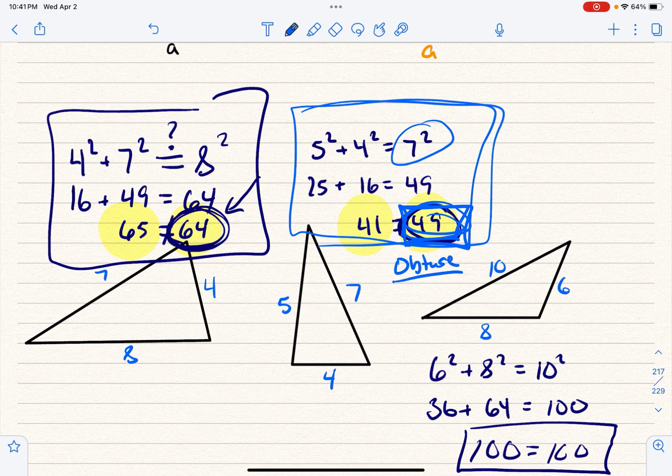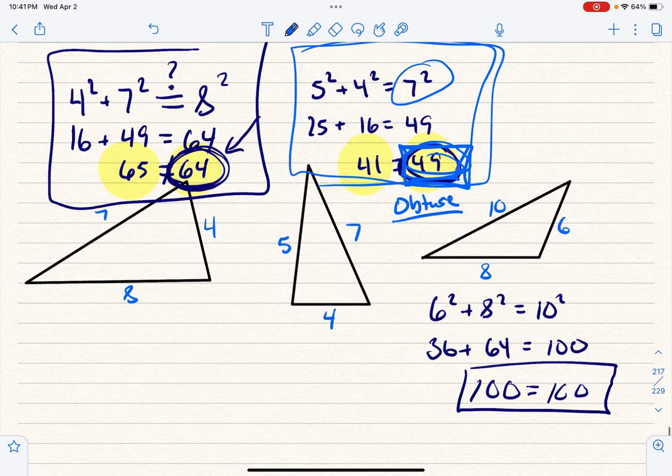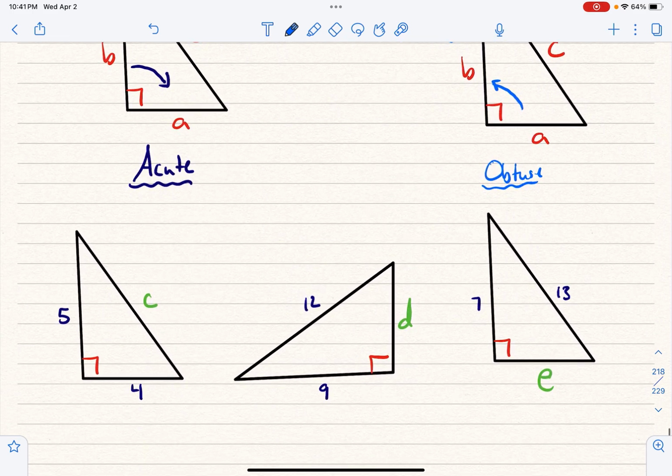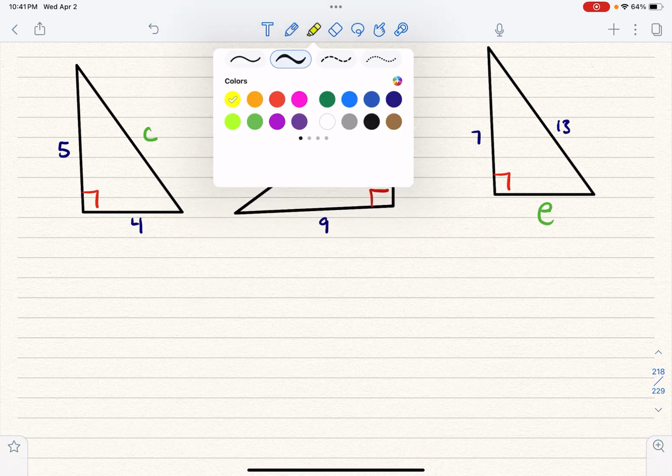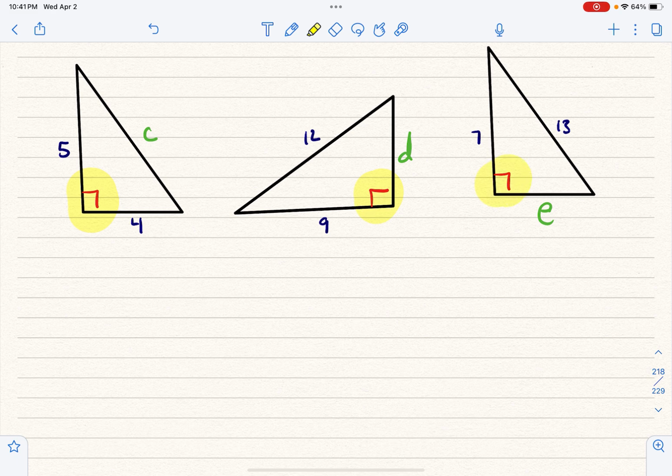Okay, so we can classify triangles. We can determine if triangles are right triangles. We can determine whether they're acute or obtuse. And lastly, we should be able to find a missing side. If you have two sides of what you know to be a right triangle, then you should be able to find the third side. Like for instance, on this first one, I could say 4 squared plus 5 squared has got to equal C squared.